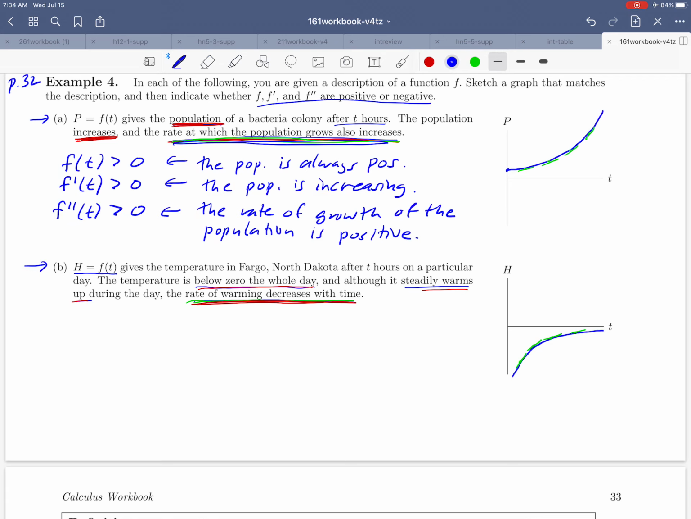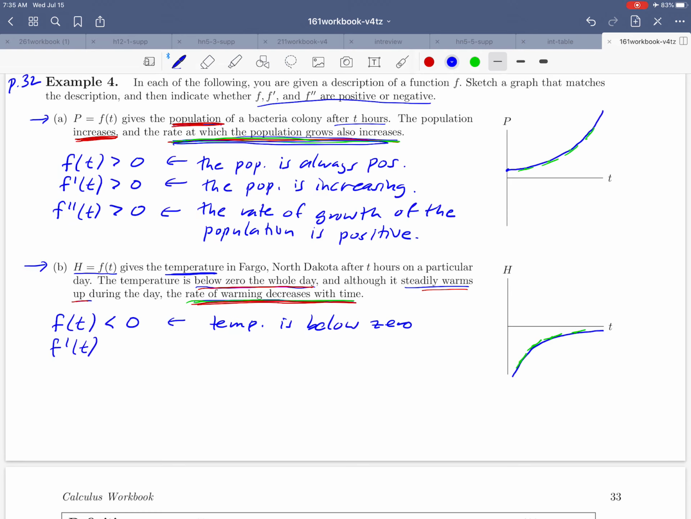Let's see if we can look at the three functions one at a time and decide if they're positive or negative. So starting with f of t, is that positive or is it negative? Well, remember, f of t is the temperature, and they told us that the temperature is below zero, so that has to be negative. Temp is always below zero.